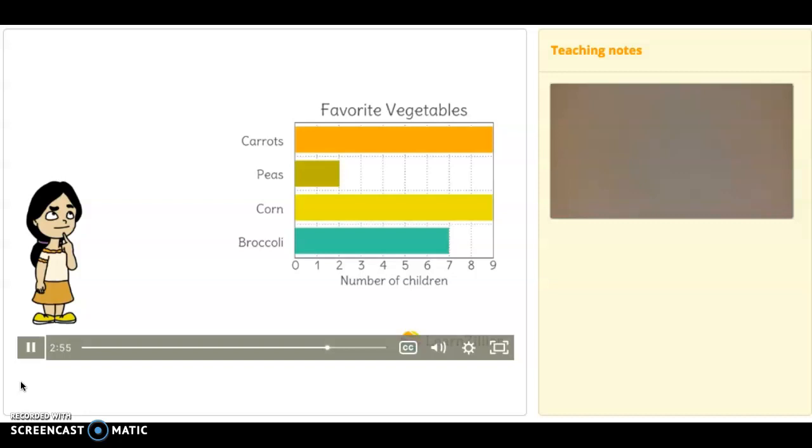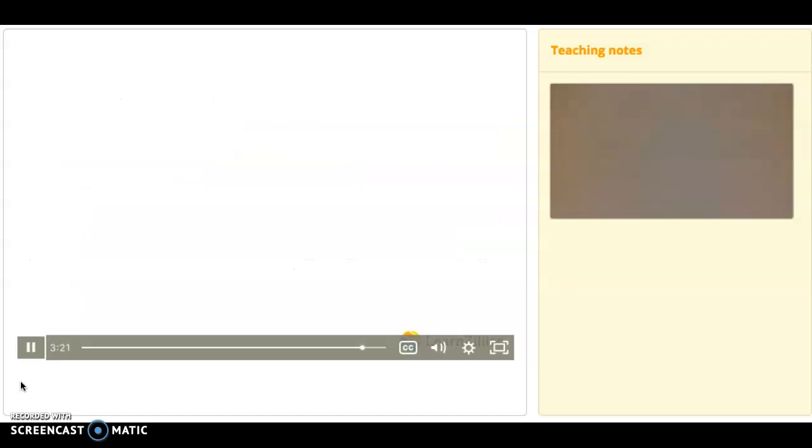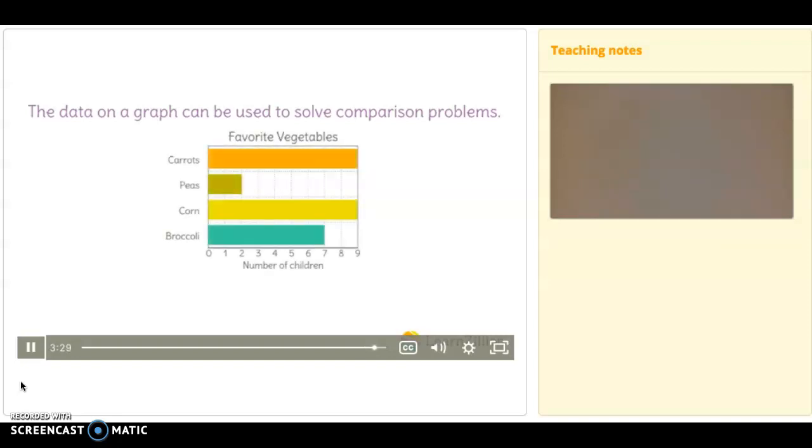Sam wondered how many people voted. More than 20? Less than 20? Well, I know that carrots and peas both have 9 votes. 9 plus 9 equals 18. That's a doubles fact. Broccoli has 7 votes. 18 plus 7 is more than 20. The data on a graph can be used to solve comparison problems. We can draw picture graphs and bar graphs to represent data.